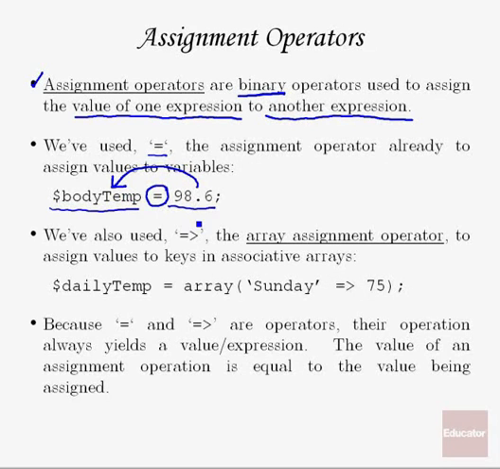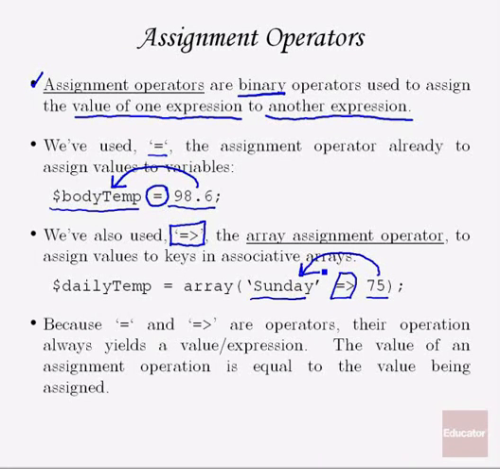Also, we've seen the array assignment operator, which is the equal sign followed by the greater than sign. We've seen that in associative arrays, where we have a key, and the way we associate a value, in this case maybe that Sunday it was 75 degrees, is that we associate the number with it using the array assignment operator. Again, it takes the expression on the right-hand side and assigns it to the expression on the left-hand side.